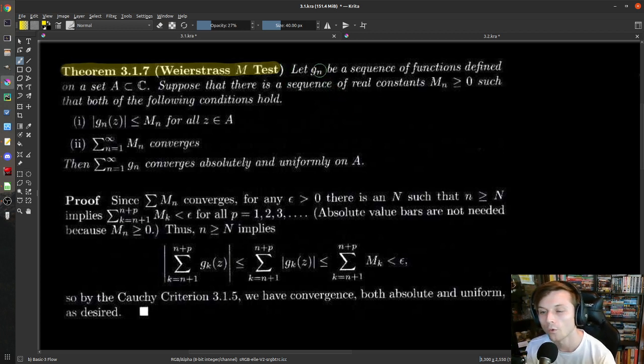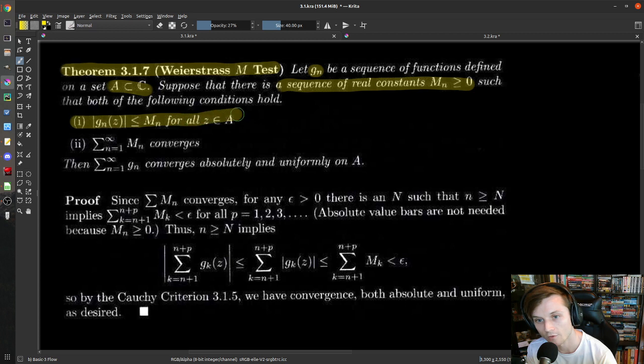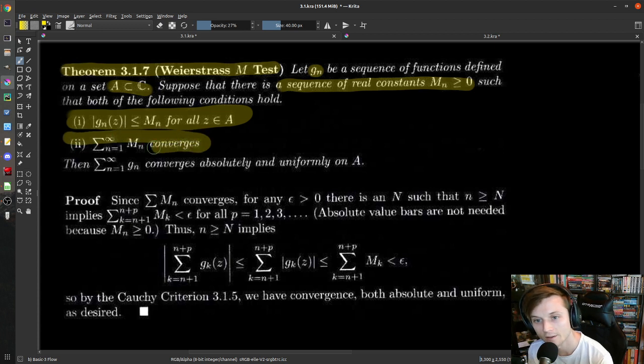So what we'll start with is G_n, a sequence of functions defined on a set A contained in the complex plane. And we're going to suppose that there's a sequence of real constants M_n greater than or equal to 0, such that both of the following conditions hold. Each of the functions G_n is bounded in modulus by M_n for all z. That is, these M_n's just tell you how big the G's get, right? Okay. And the series of these M_n's converges. That means that as you sum them all up, you get a number out as opposed to getting something undefined.